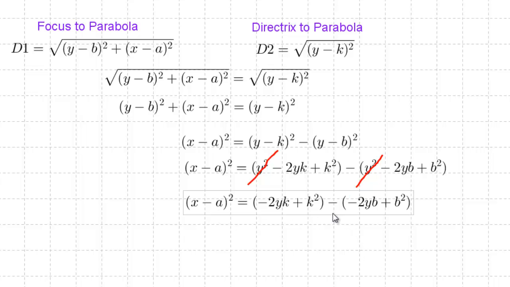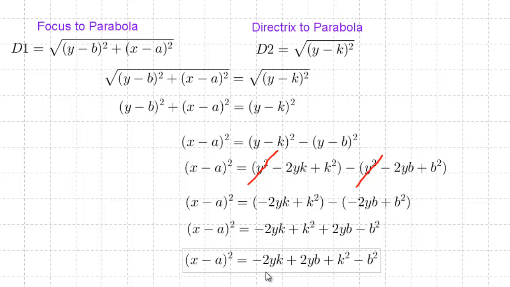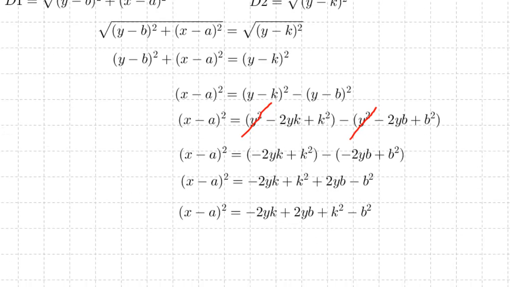Now we're going to take this negative sign and distribute it out to both of the terms on the right, and this is what we're left with on the right-hand side. So let's group some of these terms together, the negative 2yk and the 2yb, and then move the constants, the k and the b, over to the right. Then we're going to factor by grouping, because there's a commonality in these first two terms. They both have a 2 and a y in them.